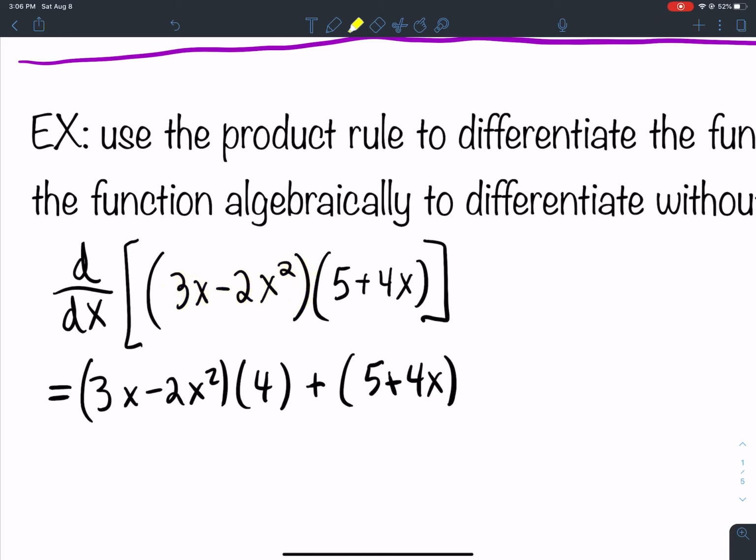Well, the derivative of 3x is 3, and the derivative of negative 2x squared, well, the 2 comes out front to make it negative 4, and then subtract 1 to just make it x. So now we have this piece and this piece, and what amounts past this is algebra. We got to simplify. So here I'm going to distribute the 4. So 4 times 3x is 12x. And then 4 times negative 2x is negative 8x squared. Okay? So I should have said negative 2x squared, but that's all right.